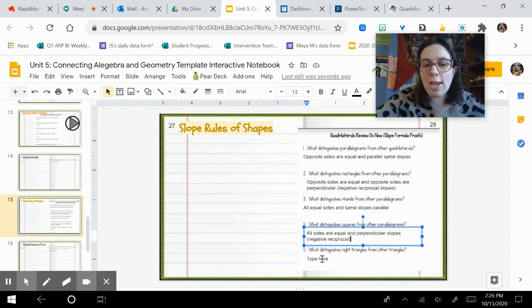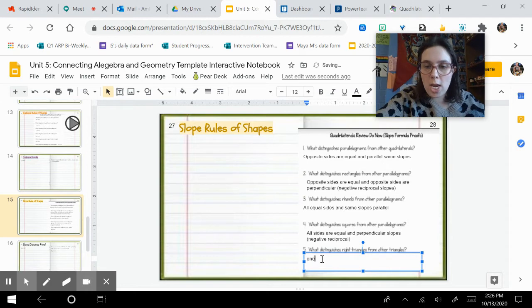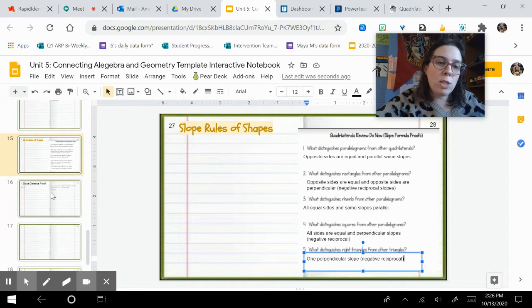And then right triangles also have one perpendicular slope, so that means it's negative reciprocal. Two of their lines on a right triangle have to cross at 90 degrees, so they have to be perpendicular. All right, so now let's prove one.